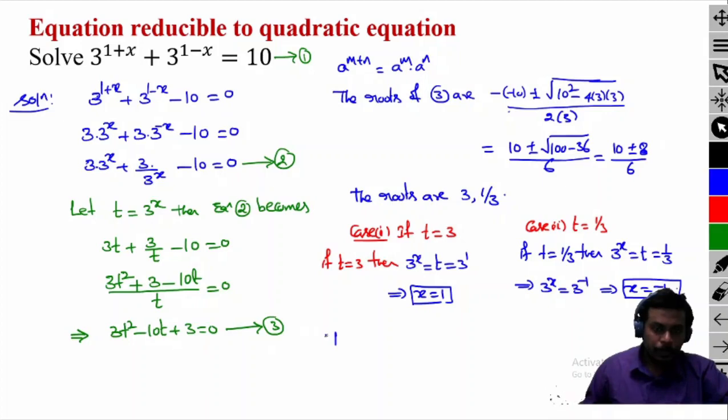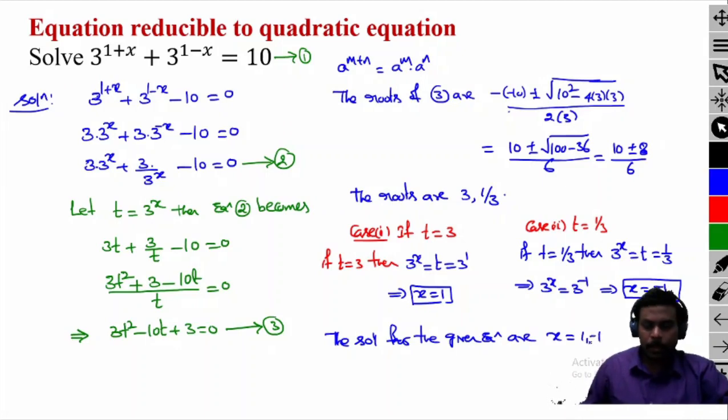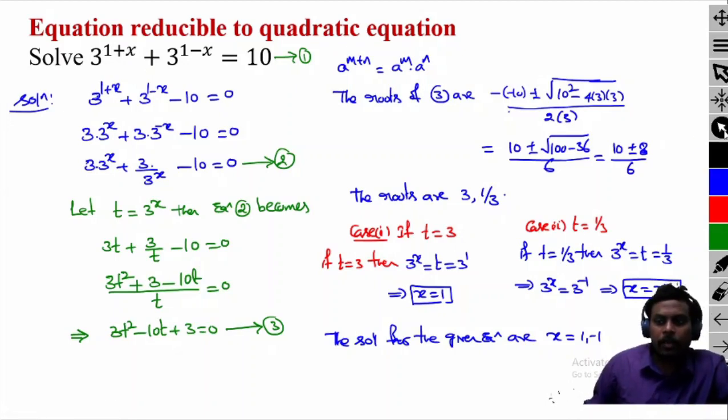So the solution for the given equation is x is equal to 1 comma minus 1. Upon substituting x is equal to 1 in the given equation, it is going to be, so this is just for a verification purpose. This is just for verification to check whether our answer is correct or not.